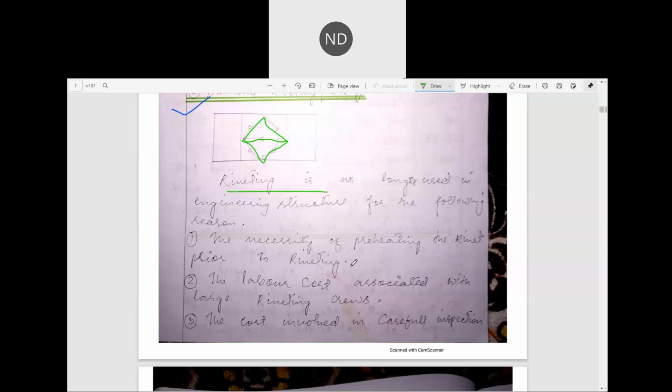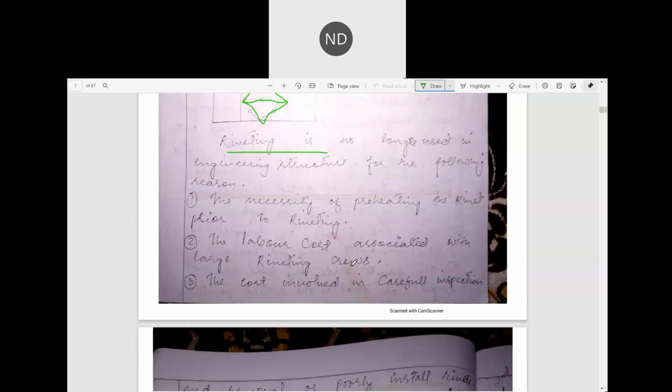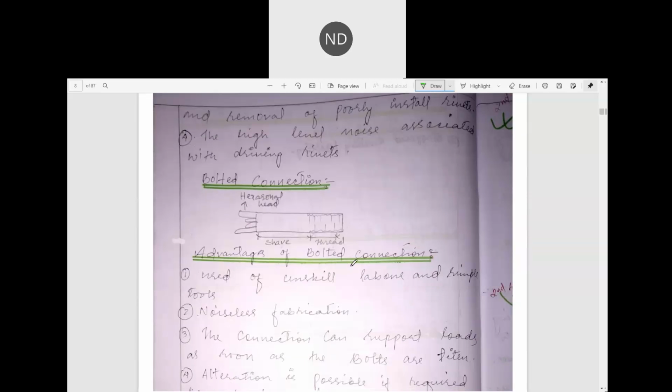Okay, so we had done till the riveted connections, right? So now we'll be talking about the bolted connections. We have already discussed that there are three types of connections, how you can connect your steel members, that is by riveting, by bolting, or by welding. So for riveting, you have discussed the advantages and disadvantages.